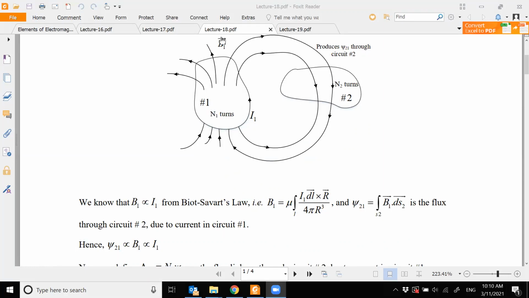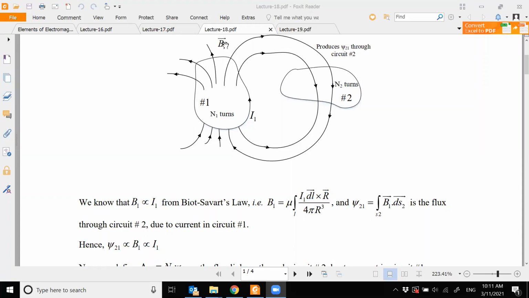We know that the magnetic flux density which is generated by this loop 1 is proportional to the current passing in this loop, right? It has to be, because this is the source of this magnetic flux density. Because of this current passing, you have this magnetic flux density. And this is coming from the Biot-Savart law. See, the current is the source which is creating this magnetic flux density, which is B1 equals mu integral over L I1 dl cross R over 4 pi R cube. So that's why I'm saying B1 is proportional to I1.